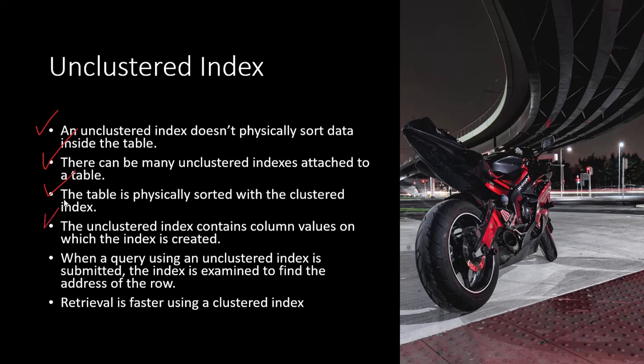When a query is submitted using an unclustered index, the index is examined to find the address of the row. When you find the address of the row, then you go to that address. So that's an extra step that's incurred in an unclustered index, which is why retrieval is faster using a clustered index.